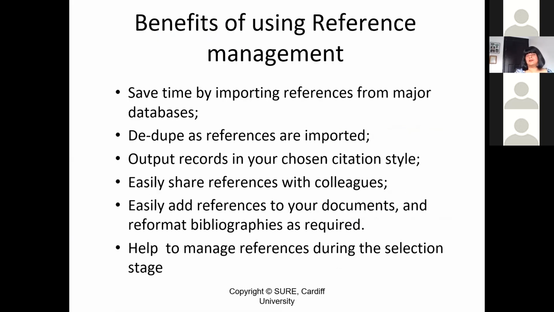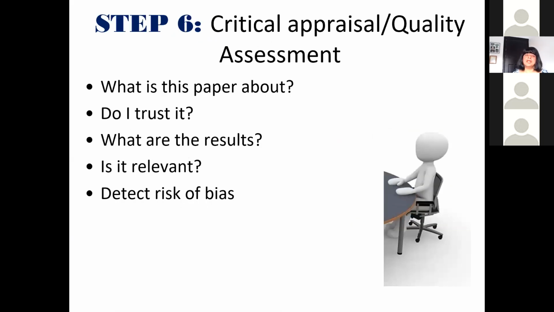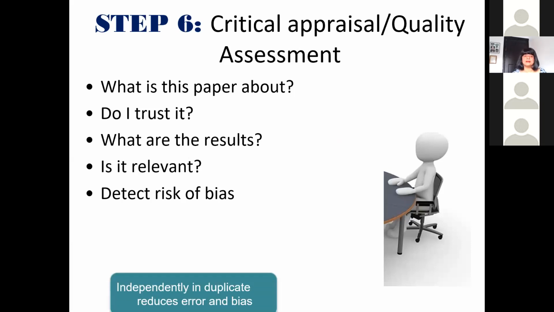So this slide just gives you the benefits of reference management, but I'm not going to go through it all, but it's there for you. Step 6 is critical appraisal and quality assessment. When it comes to doing critical appraisal, we are saying, what is this paper about? Do I trust it? What are the results? Is it relevant for my research question? And you're trying to detect risk of bias.